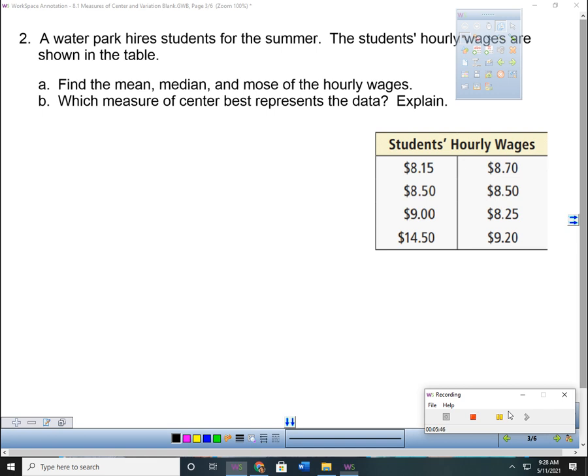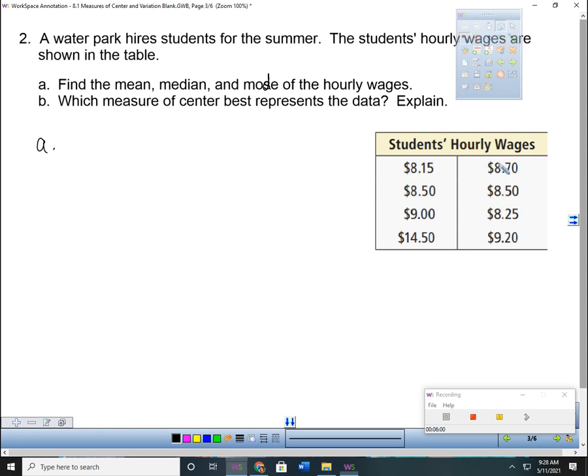A water park hires students for the summer. The students' hourly wages are shown in the table, so we have some kids working at a water park. And we're going to do the same thing we did in number 1. We're going to find the mean, median, and mode of the hourly wages.